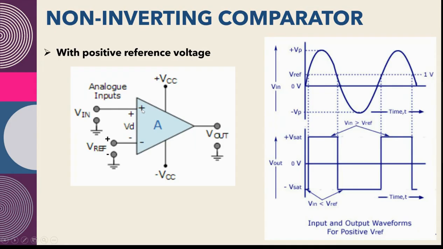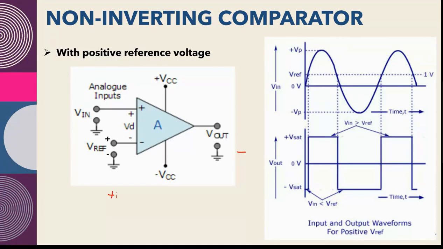So wherever you may give the input signal, the output will switch between plus VSAT and minus VSAT. There is no change in that. The output will switch between plus VSAT and minus VSAT based on the comparison. Any terminal you can give the reference voltage and any terminal you can give the input voltage. So this you have to keep in mind.